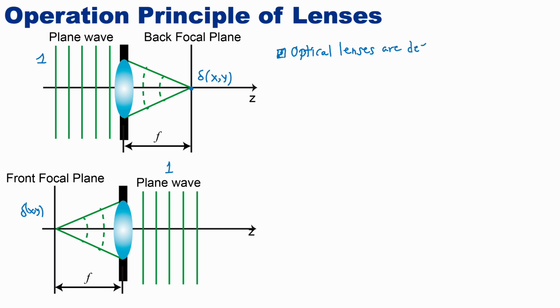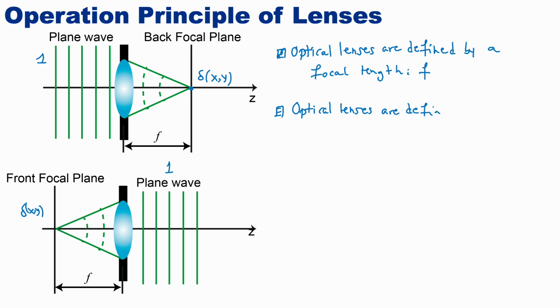Optical lenses are defined by a focal length that is given by the parameter f. The other thing that we know is that optical lenses are defined by an f number. The f number is given by the focal length of the lens divided by the lens diameter.